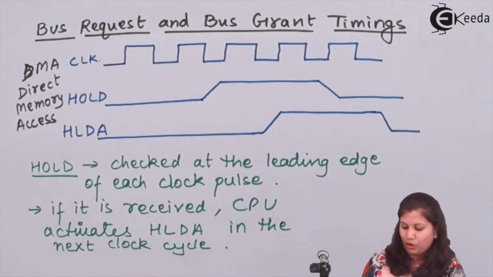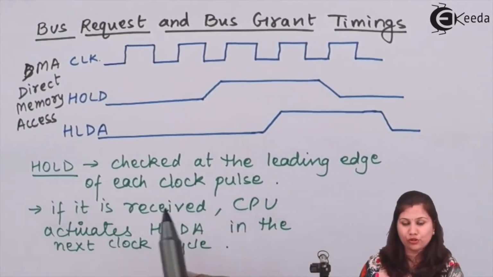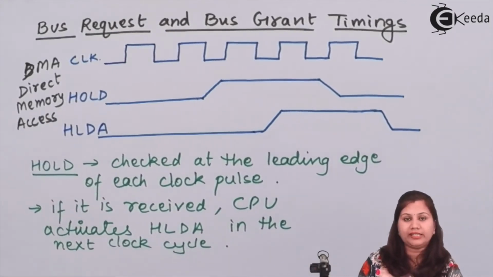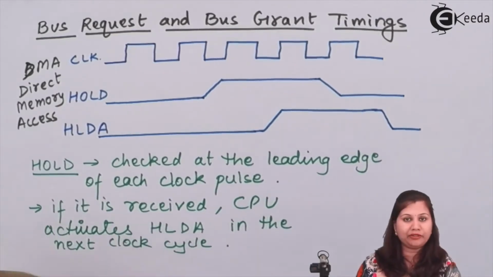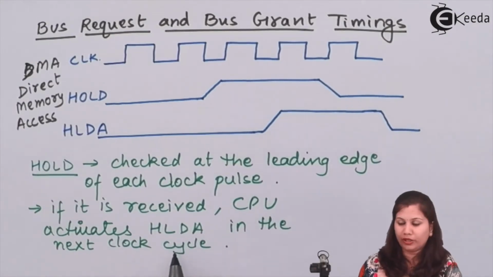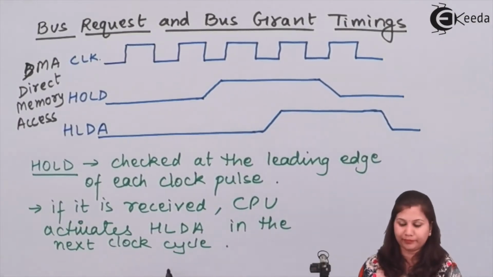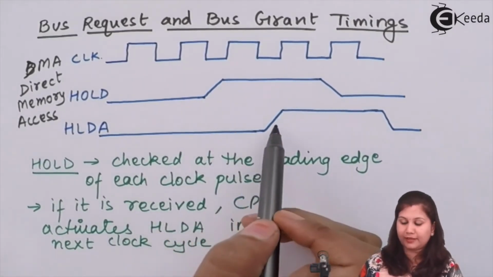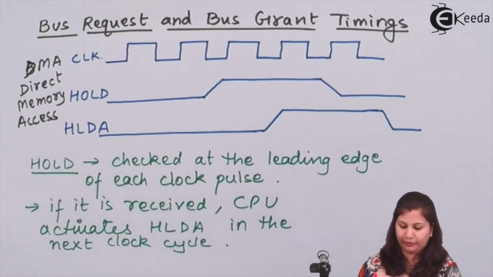So this hold is checked at the leading edge of each clock, and if it is received by the microprocessor during the T1 T state or the T4 T state of the current instruction which is executed by the microprocessor, then the CPU is going to activate the HLDA hold acknowledge signal in the next clock cycle. And when the HLDA signal is given, then the bus control is released to the other requesting master which is requesting the control of buses.